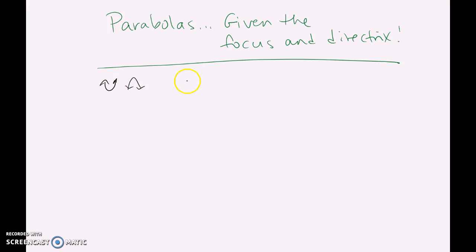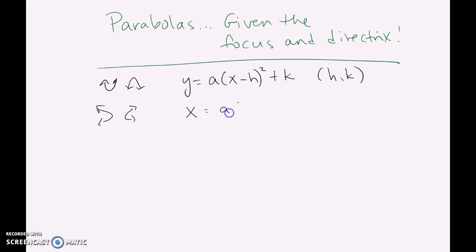So the background knowledge here is that you should know that a vertical parabola, which means up or down, has an equation in the form y equals some dilation times x minus h squared plus k, where h and k is the vertex, okay? Or if your parabola is going left to right, sideways, this whole thing sort of gets reversed: x equals a times y minus k squared plus h. Same thing, your h and k is still your vertex, it's just they've moved to a different position in the equation.